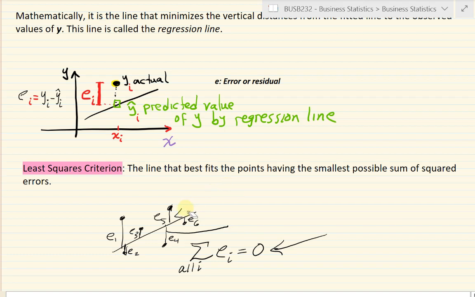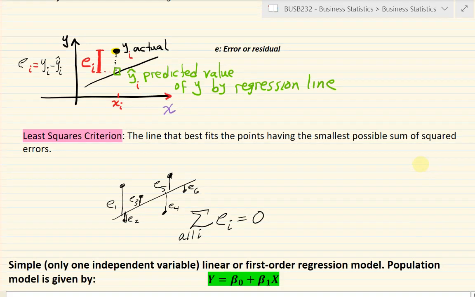So that is the reason we have to square them. Squaring them turns positive or negative, it doesn't matter, either way into a positive. That's just the reason for squaring them.